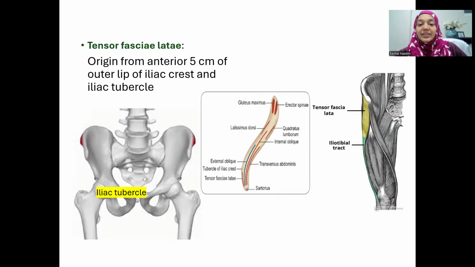Now, we also have another muscle called the tensor fascia lata. At the same end, we find the tensor fascia lata near the external oblique, the internal oblique, and transversus abdominis. Here you can see this is the tensor fascia lata, near the origin of the transversus abdominis here. This is the insertion of the tensor fascia lata.